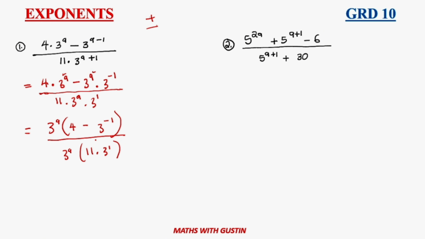All right. So therefore, as you can see here, when you simplify, 3 to the power of 3a would cancel out. And therefore, you can simplify this fraction and then also simplify the bottom as well. What you can do at the top is going to be 4 minus 1 over 3 all over 11 times 3 to the power of 1 will give us 33. Okay, so now you can go ahead, simplify the fraction there.